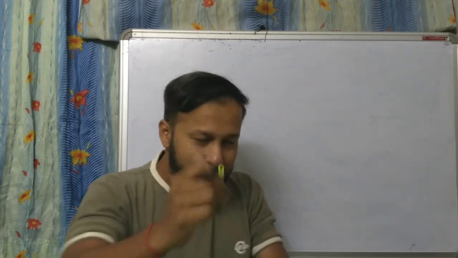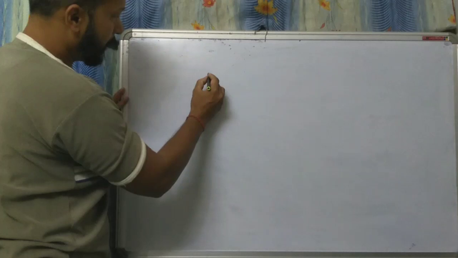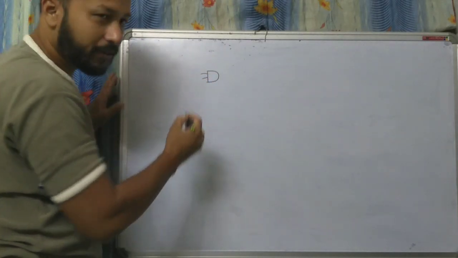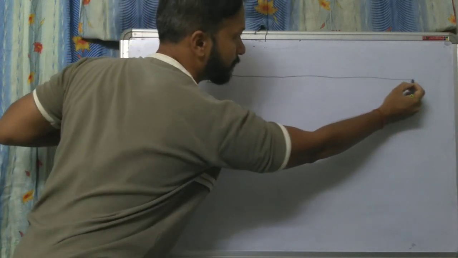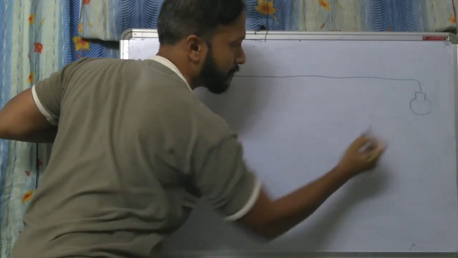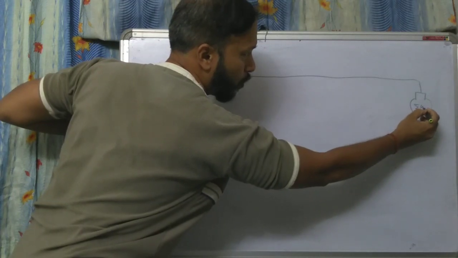We will see that if you choose different lengths of wire or different thickness of wire, then how the resistance will vary. First of all, I want to ask you a question. Let me draw it. This is the plug point. From this plug point, I am taking a bulb here. And say the power of this bulb is 5 watt. It's a 5 watt bulb.